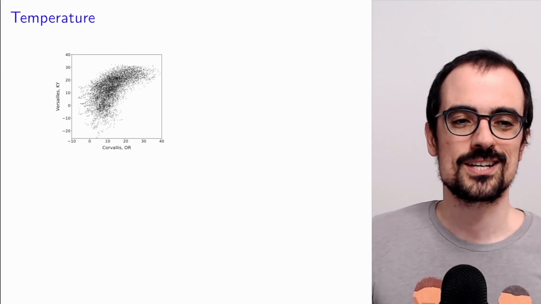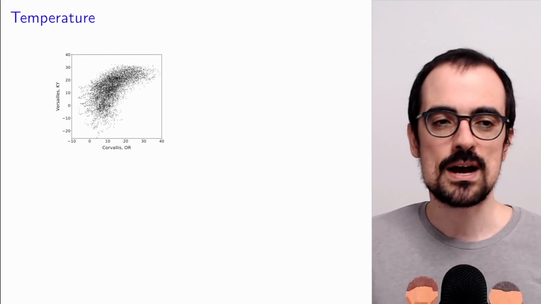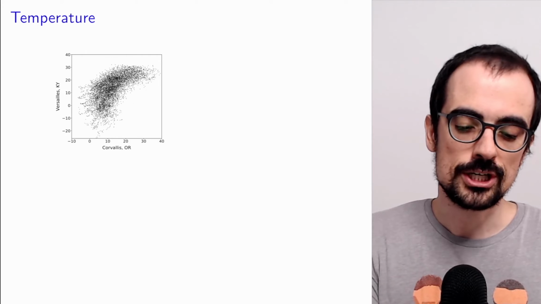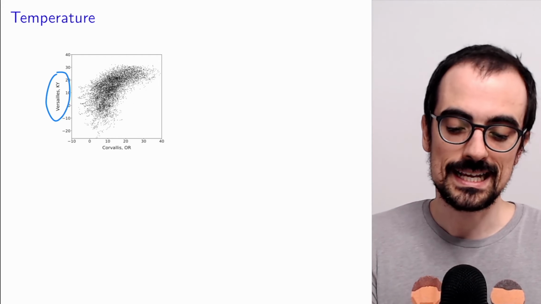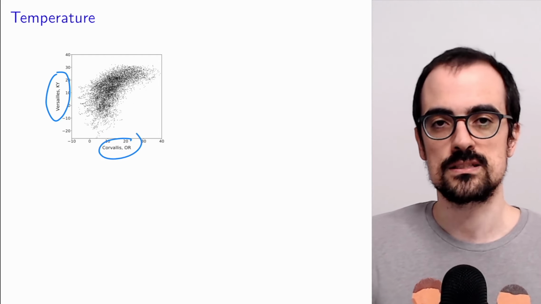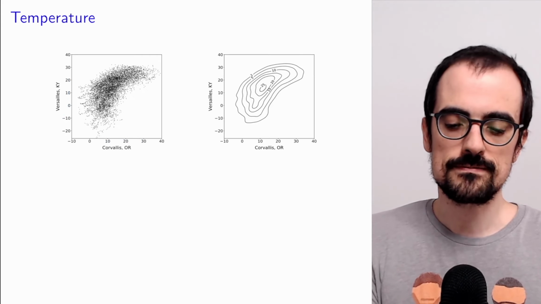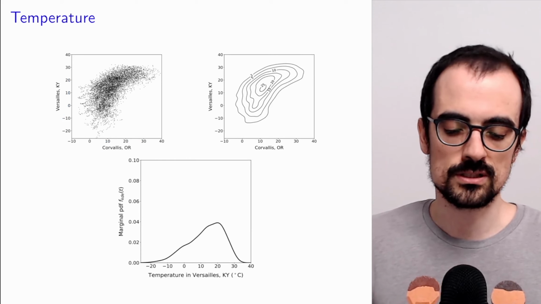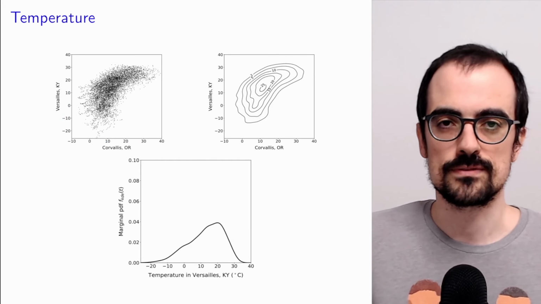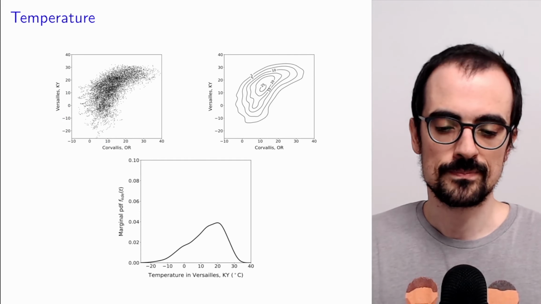All right, let's take a look at another example. Now I'm plotting the temperature at Versailles, Kentucky against the temperature at Corvallis, Oregon. This is the joint PDF, and this is the marginal distribution of the temperature in Versailles, Kentucky.